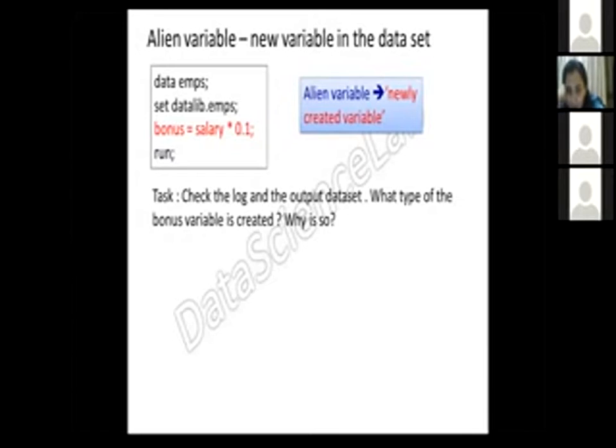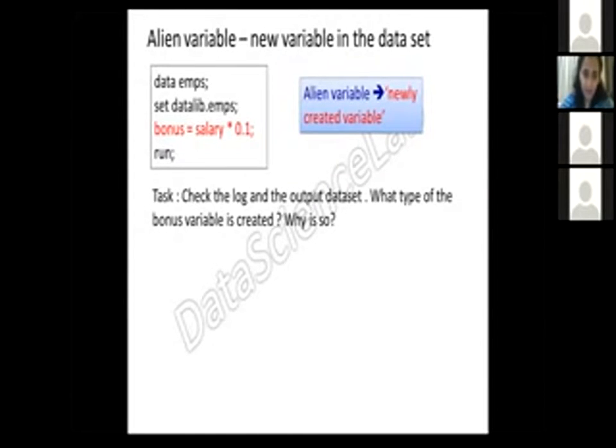Okay, now I'm going to revise my question. I just asked you, what is the type of the bonus variable? The answer is it is a numeric variable, that's fine. I'm going to revise this question. So I'm saying that bonus is a numeric variable because it is calculated using the salary variable, which is a numeric variable. That's my answer, is it correct? Is it 100% correct?